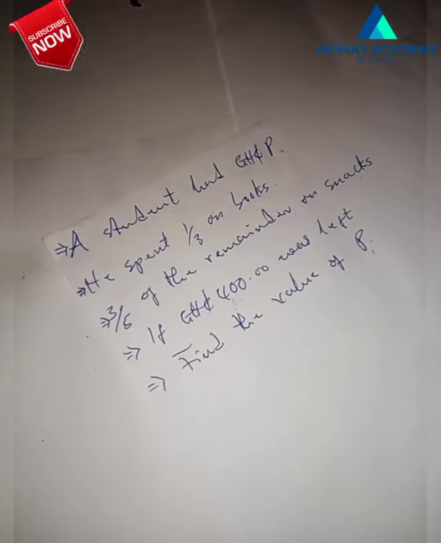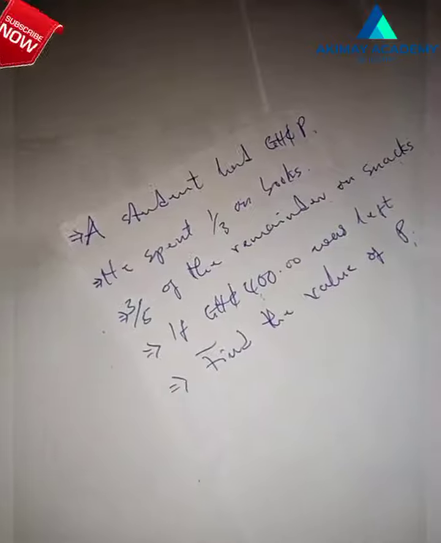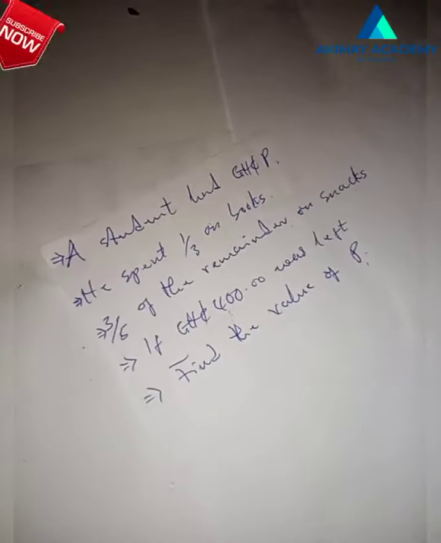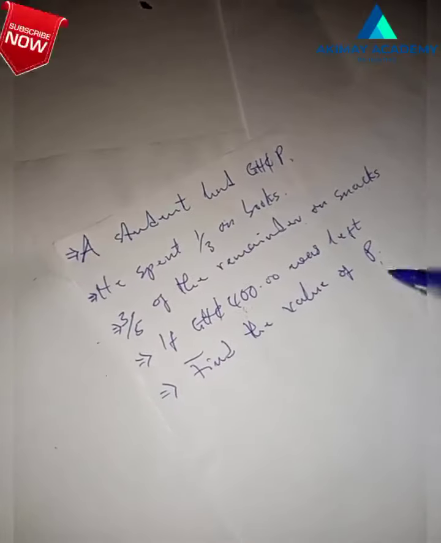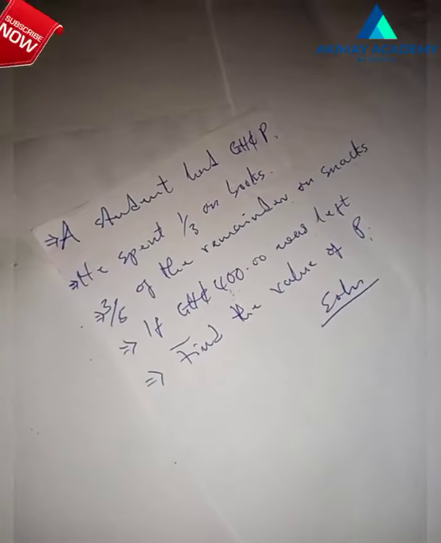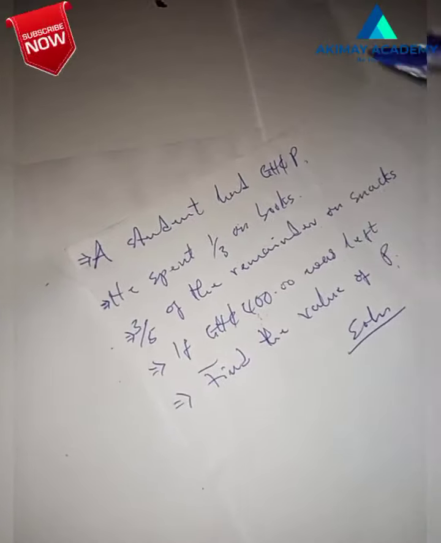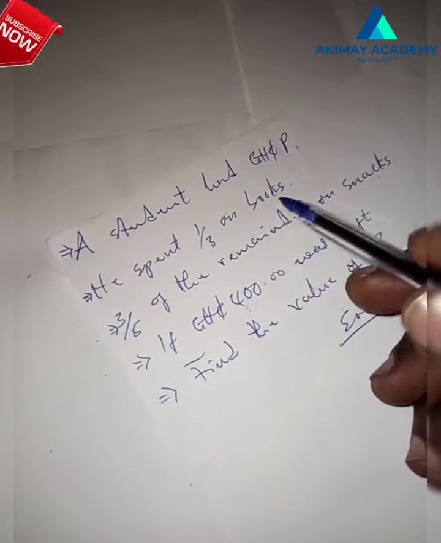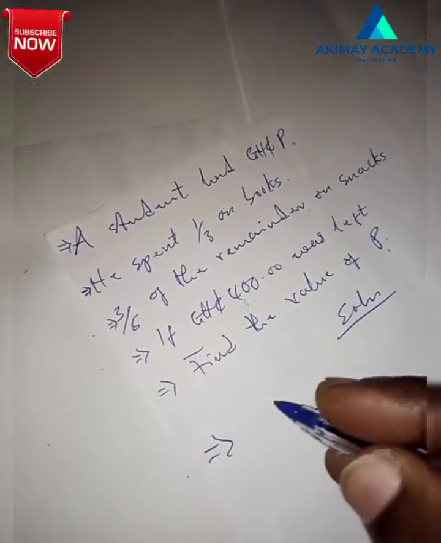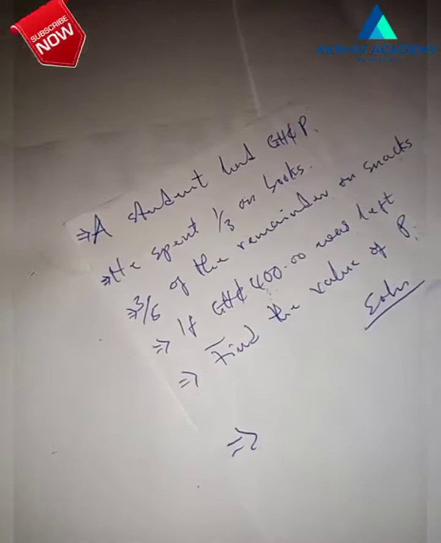This is the procedure to use when we get similar questions on word problems involving fractions. So let's look at it. The actual money is P CDs. They said he spent 1/3 on books. So if the student spent 1/3 on books, it means we have to find 1/3 of the money, just like we did for the 15 CDs.